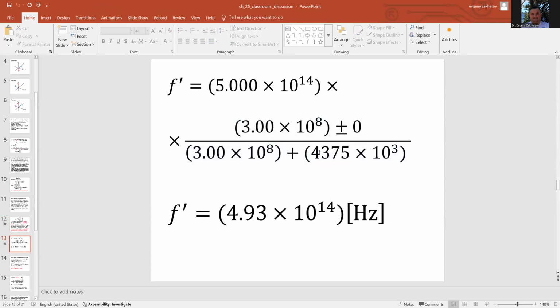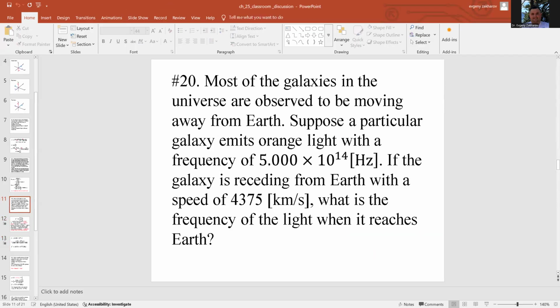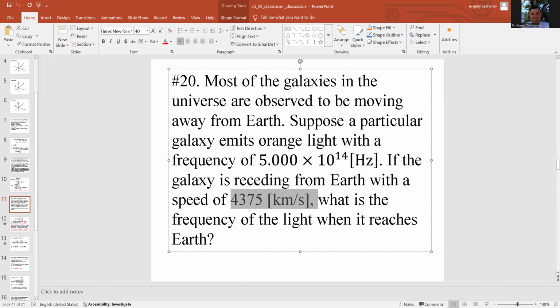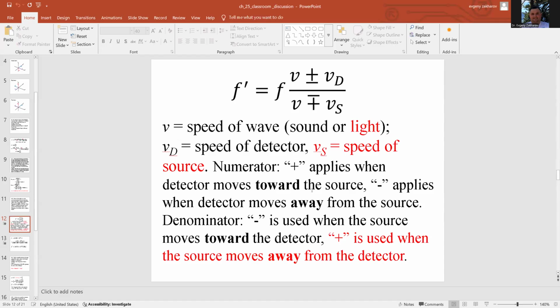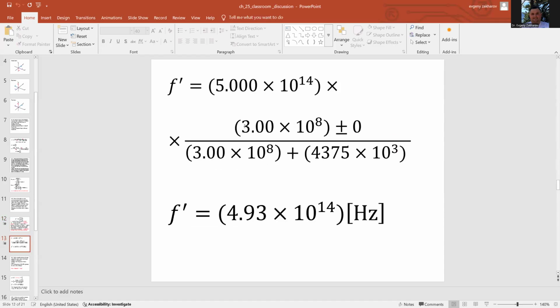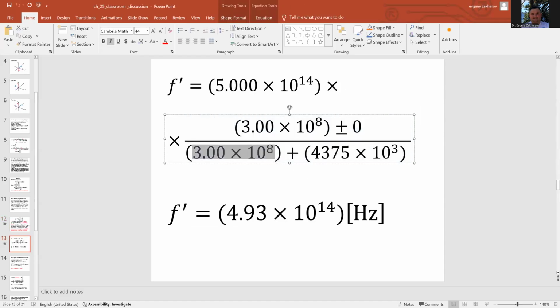And be careful, you have to convert to System International. It's not 4375, it's 4375 kilometers. So you have to convert to meters per second. Everything is in System International. Meters per second, meters per second. This also must be meters per second.